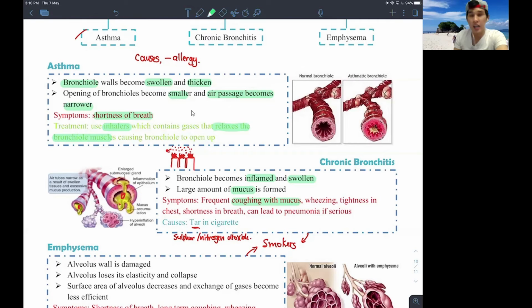Other than that, you have wheezing. Wheezing is when you breathe with a kind of rasping sound. That means your lungs have a lot of fluid, so you breathe like that. It's called wheezing. You also feel tightness in the chest and shortness of breath, because there's a lot of mucus, so air cannot really pass through. So you feel chest pain and it's very hard to breathe.